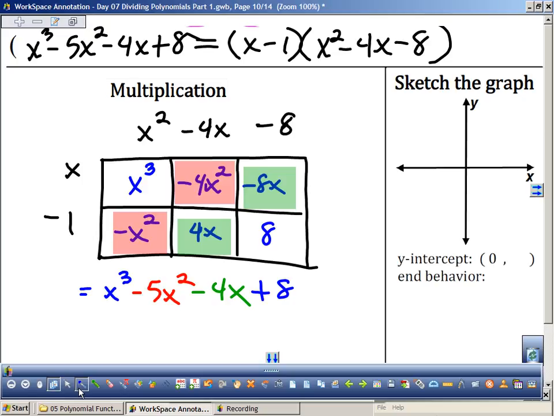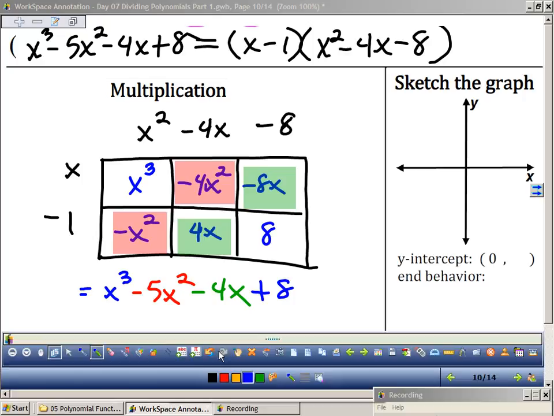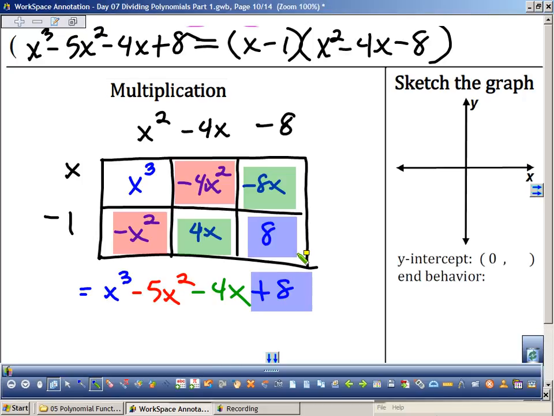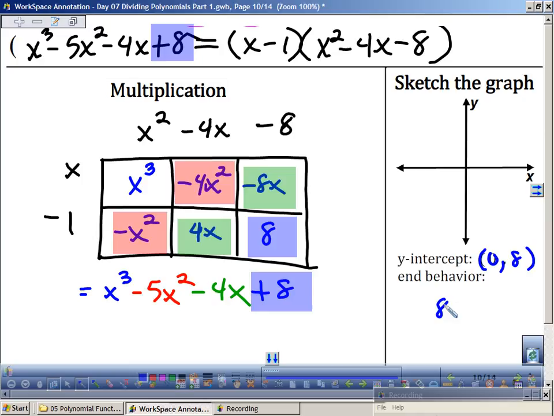Okay, so I know my y-intercept. My y-intercept is right here, and right here, and right here. So that's 0, comma 8. Please don't ever write my y-intercept as 8. Okay? That doesn't mean anything to me. That means that Mallory was 8 years old last year, right? It doesn't mean anything to me. Okay, so 0, 8 is right here. That point is 0, 8.